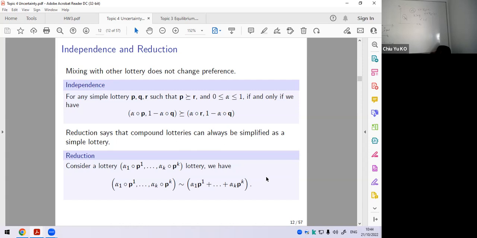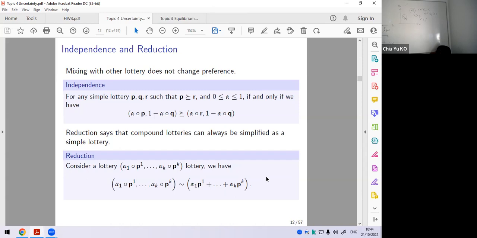Basically it's what it is. Compound lottery can always simplify to pure lottery. And usually when you look at the textbook, they would combine the two. If you combine these two, it actually means a simple lottery can be written as a compound lottery because you can add something nonsense there, and you still keep it intact. So you can always change things accordingly.